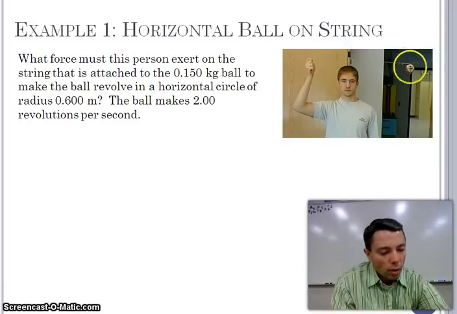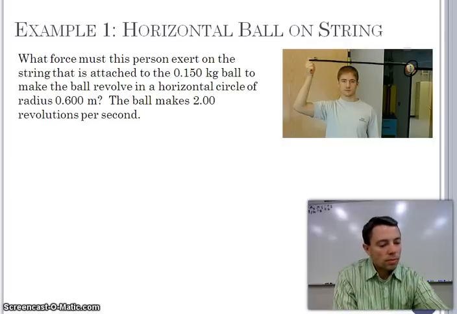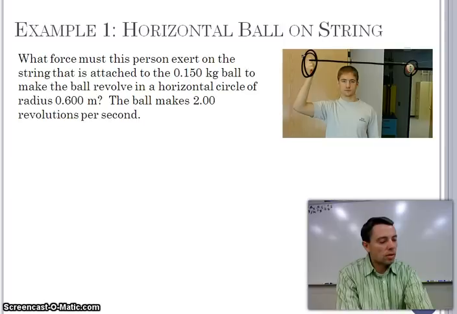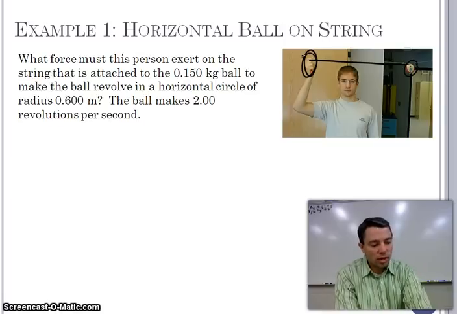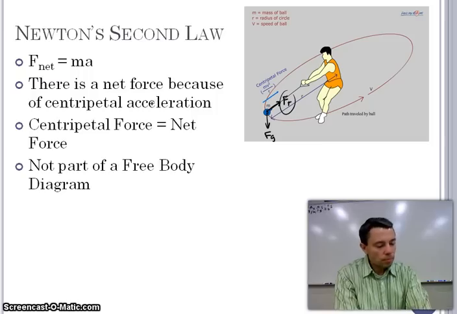So I've got a ball that's on a string connected to his hand. And we want to figure out how much force this person is going to exert on the string that's attached to this ball, and it makes a radius of 0.6 meters, and the ball travels in 2 revolutions per second, okay? Now, I want to back up 1 second here.